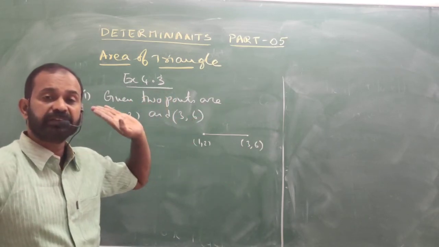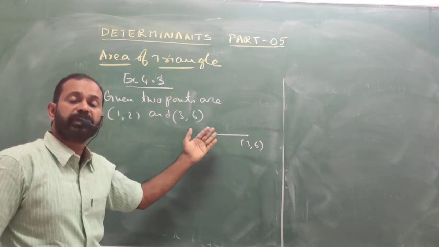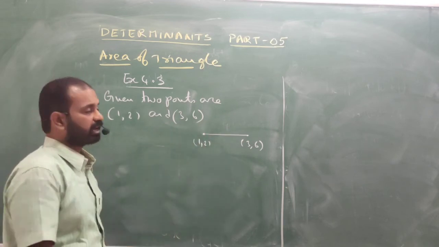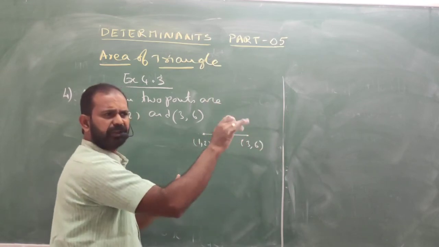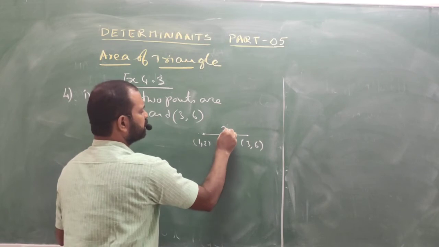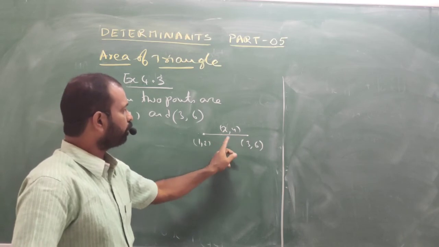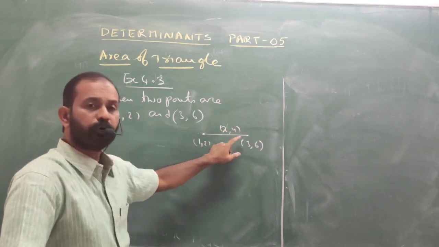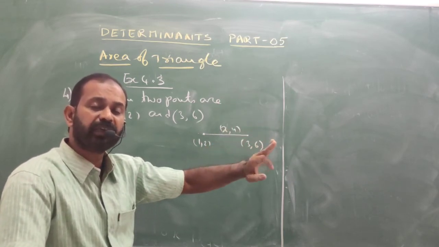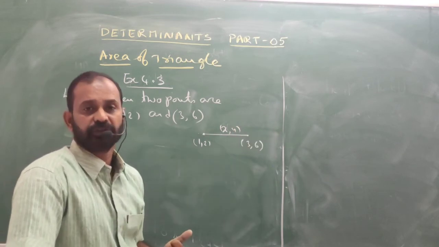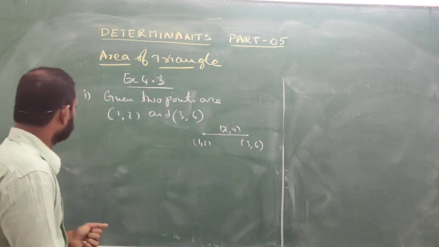Using determinants, how do you find the equation of a line? Take any general point on this line, name it x, y, wherever it may be. Now see, three points are on the same line. That means the three points are collinear. Three points being collinear means the area of the triangle is 0. So put that condition and get the equation of the straight line.